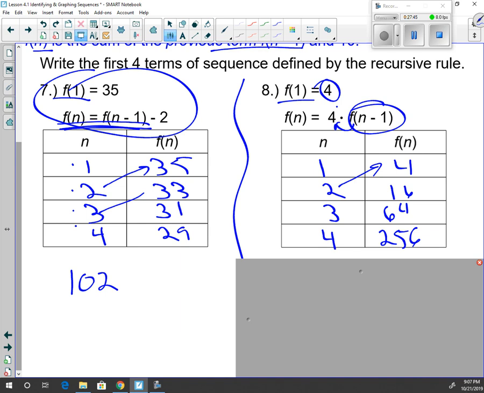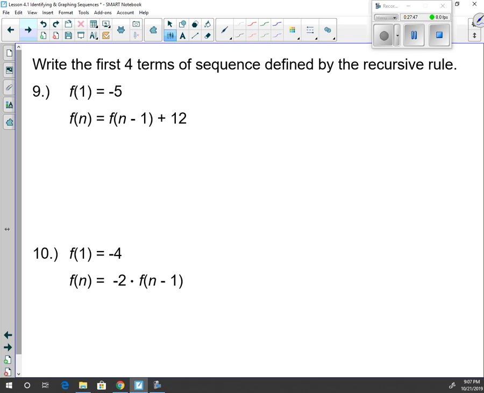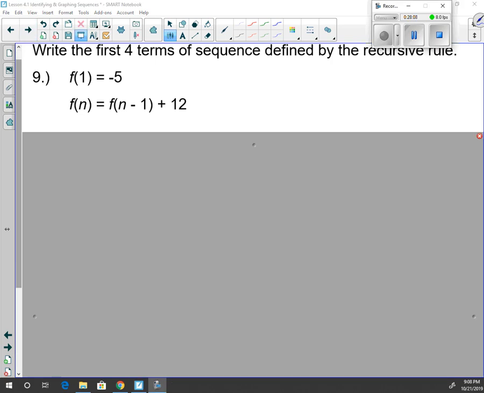All right. Now, I want you to do the same thing with questions 9 and 10. You're given recursive rules, and I want you to go ahead and write out the first 4 terms of the sequence. They're not in table form, but it doesn't really matter. You should be able to do this anyhow. So go ahead, please pause the video for students to work on questions 9 and 10.